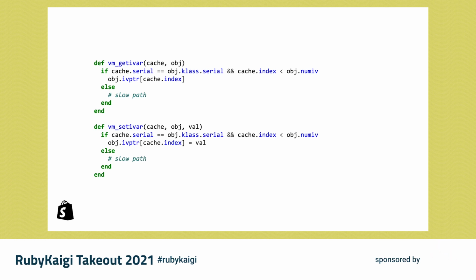And the code for setting is very similar. Just instead of reading from ivptr, we write into it. And again, we have a slow path for writing.